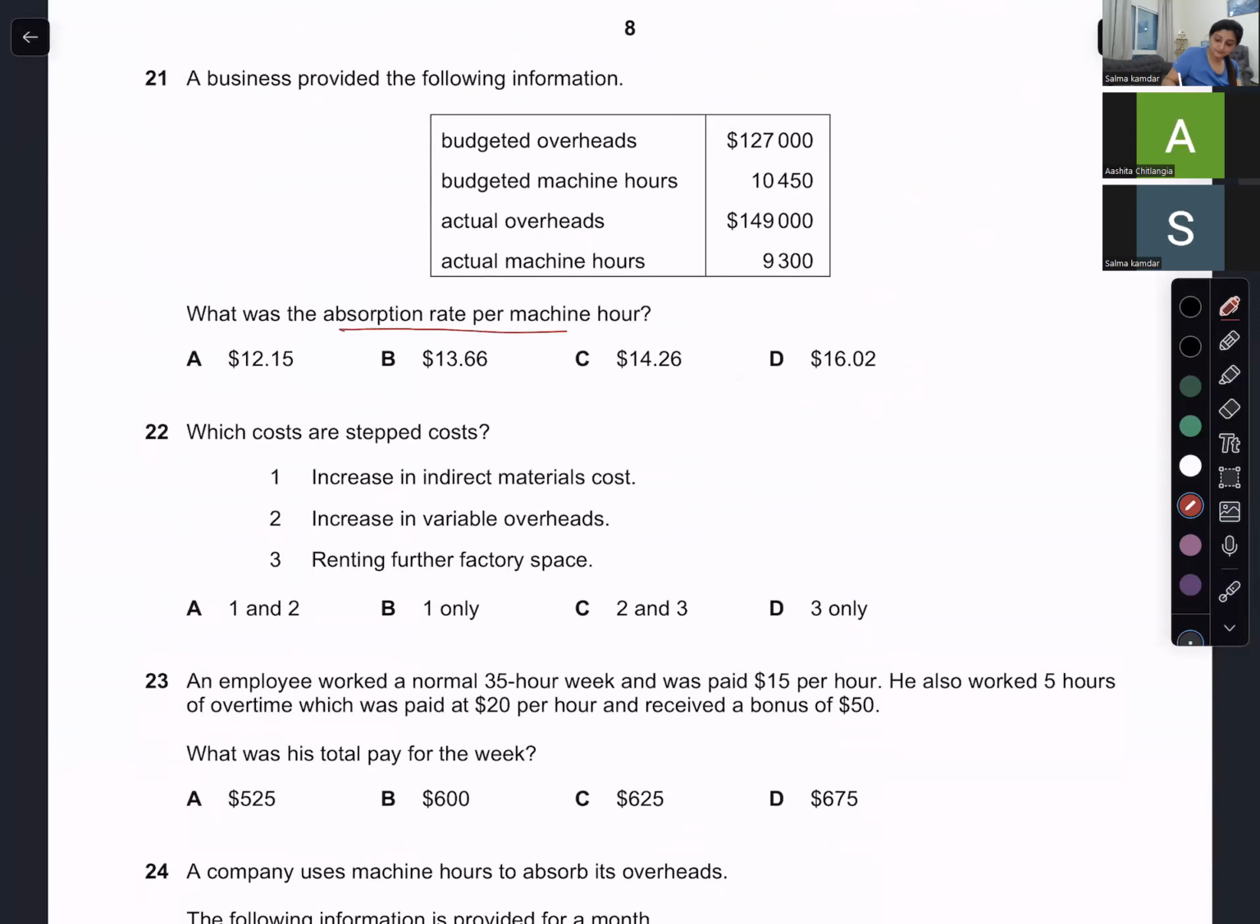Come on. Absorption rate per machine hour. Okay. What is the formula to calculate OAR? Budgeted overheads upon budgeted machine hours, budgeted activity level. You don't even know the formula. You're telling me you've done 5 papers. It is this only: budgeted overheads divided by budgeted activity level. Okay, I didn't know, I forgot.